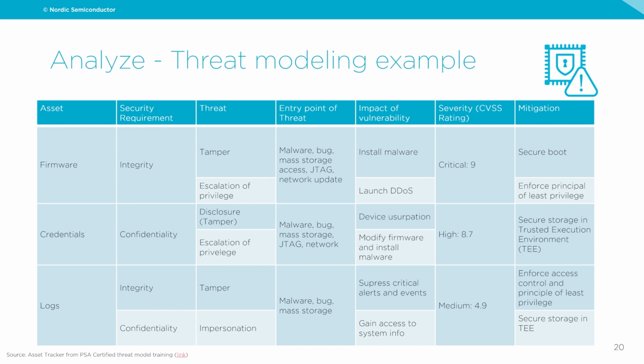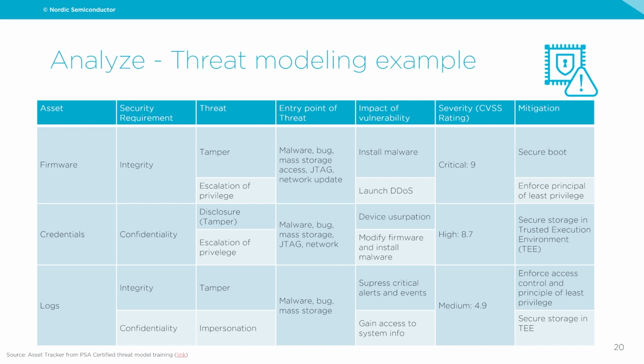Starting with the first asset, which is the firmware. The security requirement here is integrity. The first threat identified is tampering with the firmware. From a generic perspective, firmware integrity could be compromised by someone tampering with the device, for example by installing malicious firmware, also known as malware, over, for example, an insecure update service. The entry points of the threat could be malware, a bug, mass storage access, JTAG, or network update. The impact is that someone could install the malware.